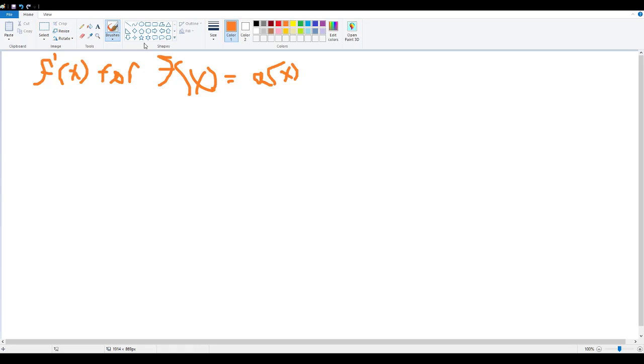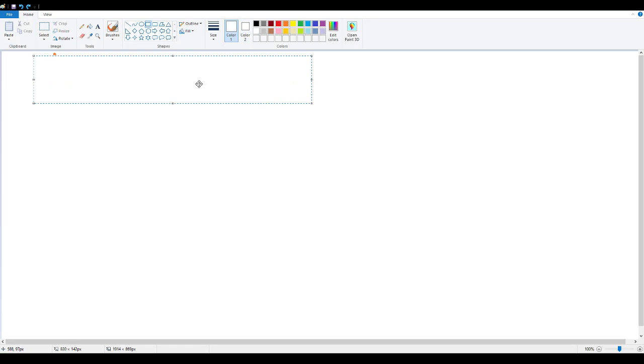First off, I'm just going to crop this whole thing out. Wrong way, sorry about that. On color, let's make that color white. Just do that and that. Okay, so that is pretty simple.